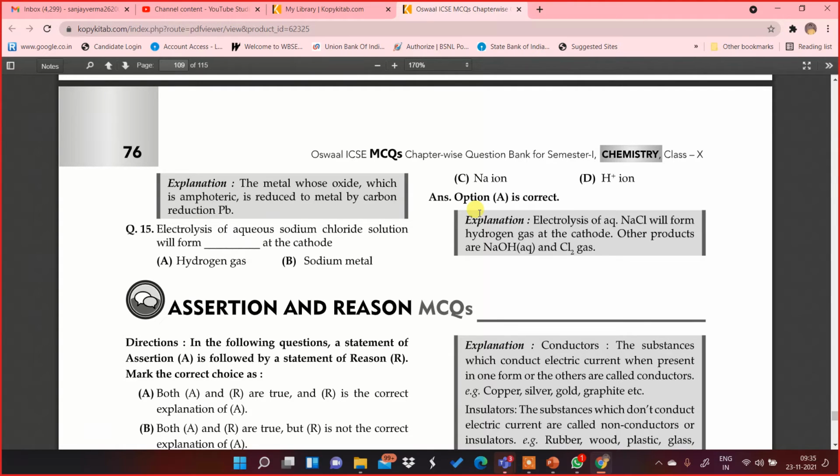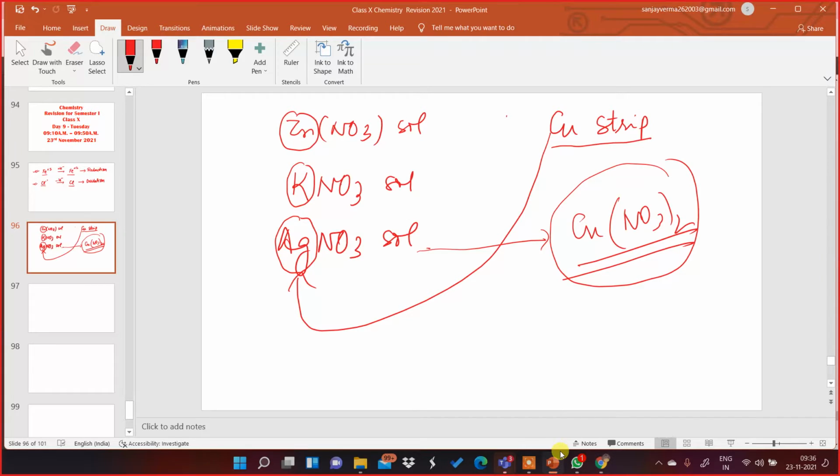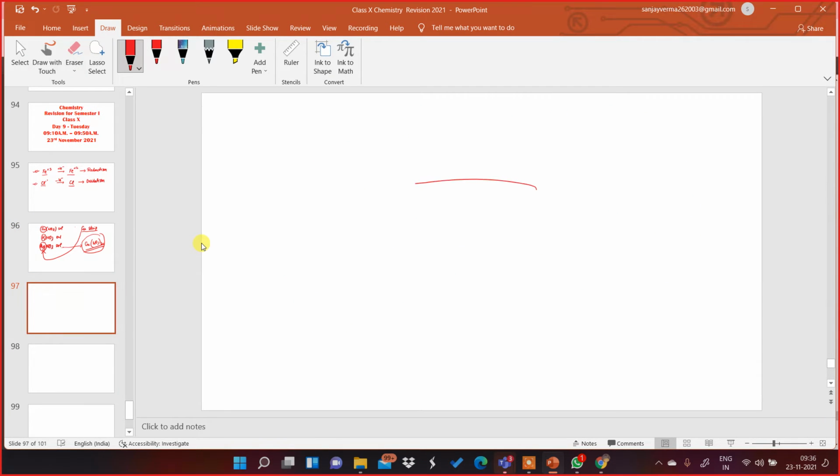Not sodium metal, because sodium ions are placed higher in the electrochemical series. They will not discharge at the cathode. Let me explain this. The answer is hydrogen. Look at the electrochemical series and look at the diagram.